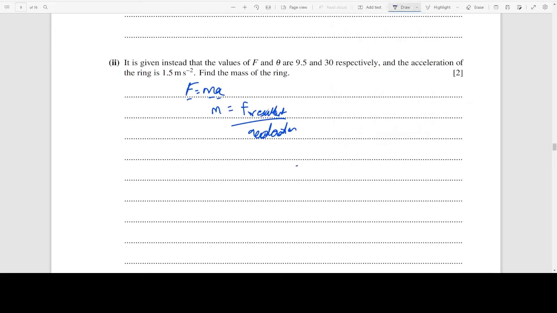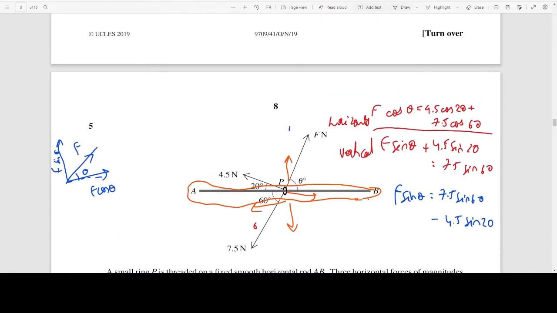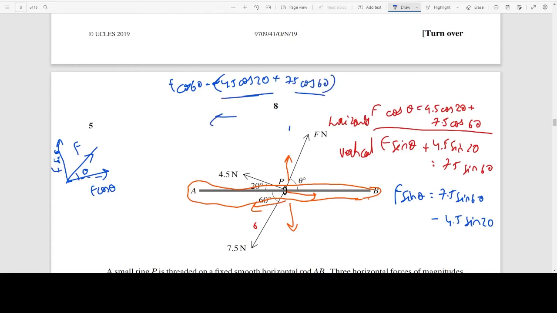So in the horizontal direction, we'll simply find the resultant force, which is F cos 60 minus 4.5 cos 20 plus 7.5 cos 60, because both of these forces are in the same direction, which is towards the left, but this force is towards the right, so we just have to subtract. And don't worry if you get the value as negative, we'll just consider the magnitudes.